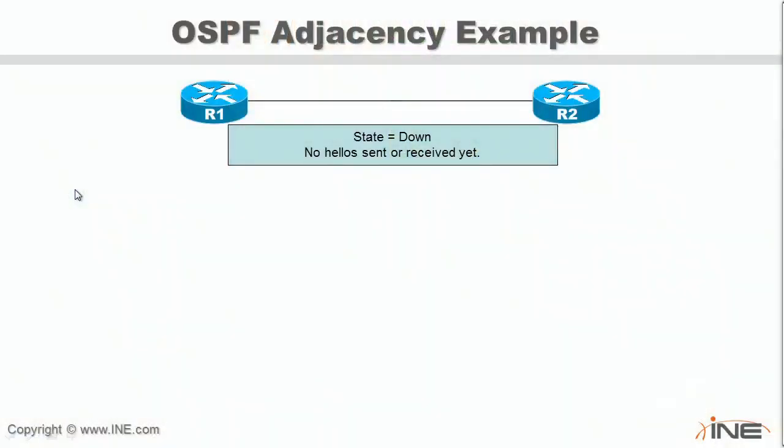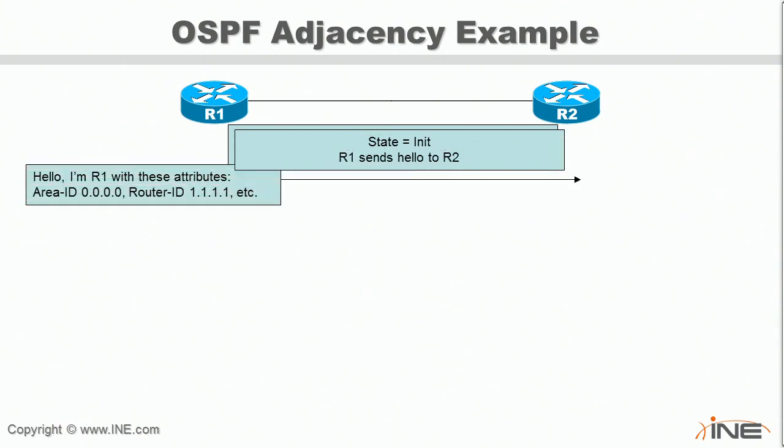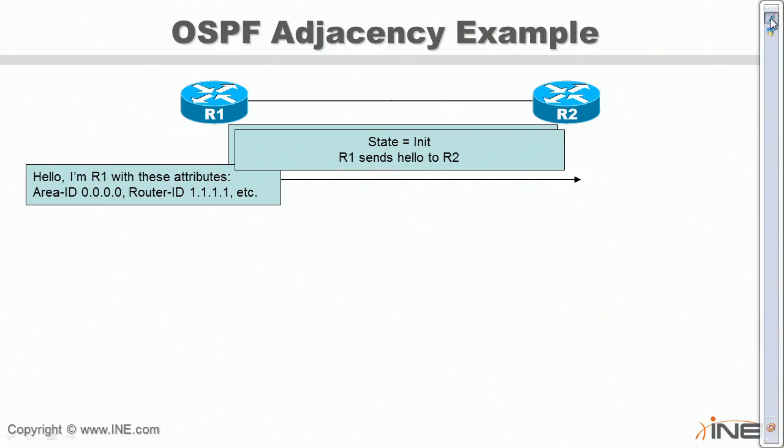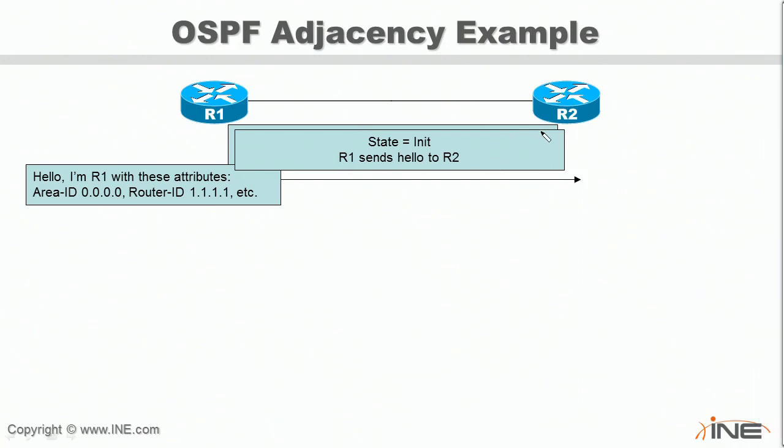So if we were to visualize this establishment between the neighbors, first thing that's going to happen is that the process starts in the down state, because no one has sent hellos, no one has received hellos. Router 1 sends a hello out. This is going to cause router 2 to go into an init state. Router 2 says, I heard a hello from router 1. Inside of it, router 1 told me different attributes, like this is my area identifier, this is my router identifier, this is my IP address, this is my IP subnet, this is my subnet mask, all these other attributes of the hello.